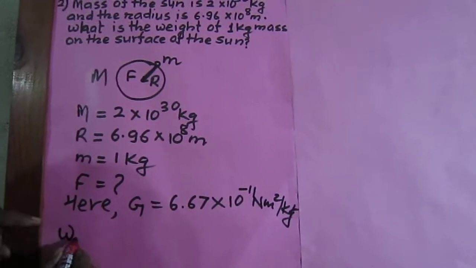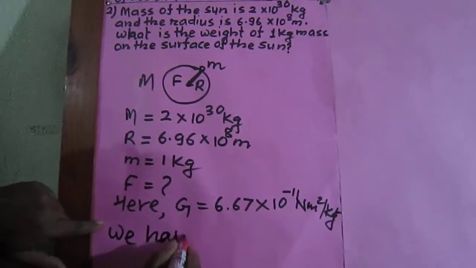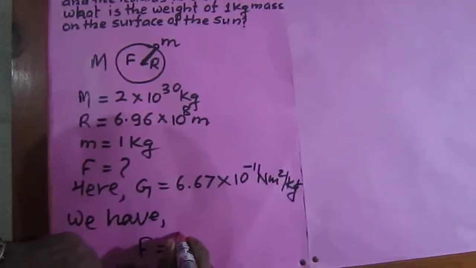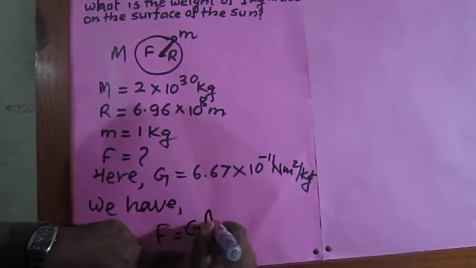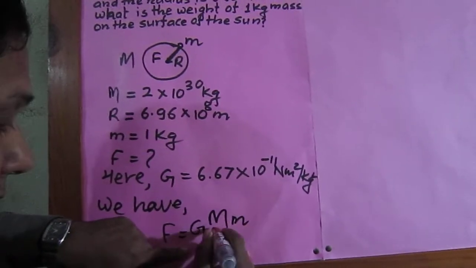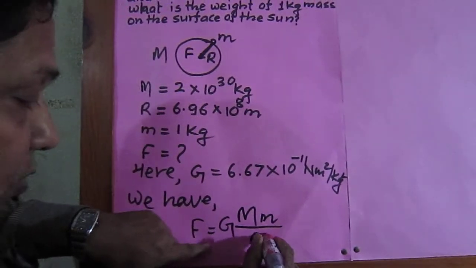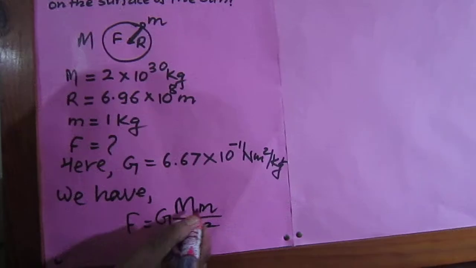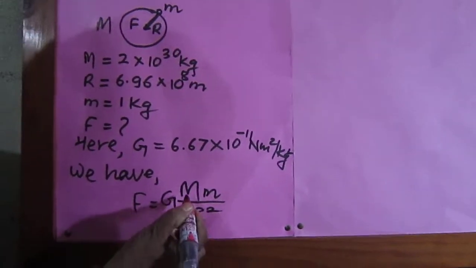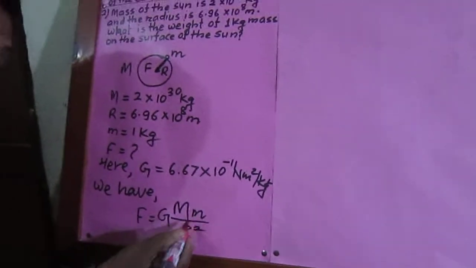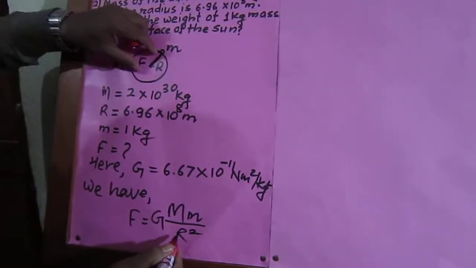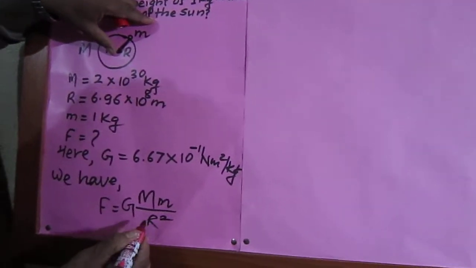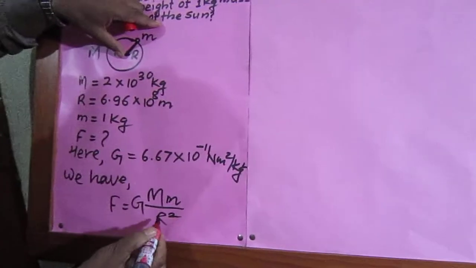Now we can write F equal to capital G, capital M, small m by R square. In the previous first equation, it was M1, M2. Instead of M1, M2, we have capital M and small m. And in the previous equation, these two bodies were separated by a distance, that's why D square was taken. Instead of D square, we have here R square.